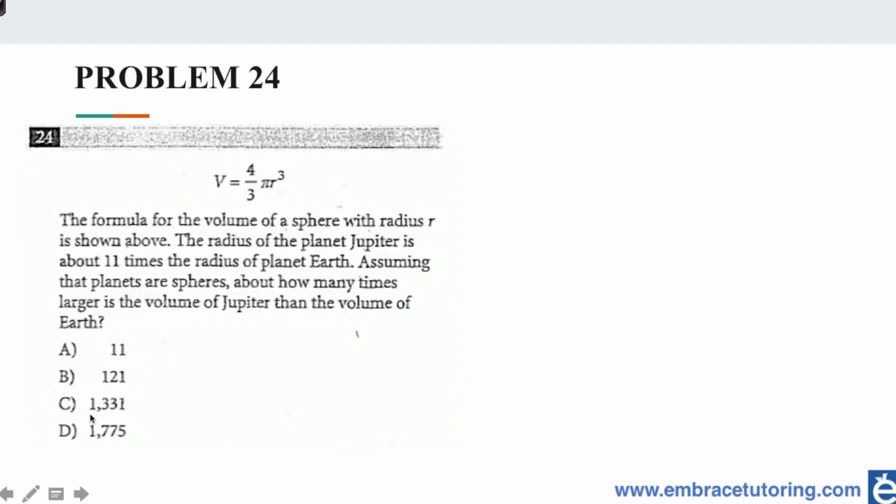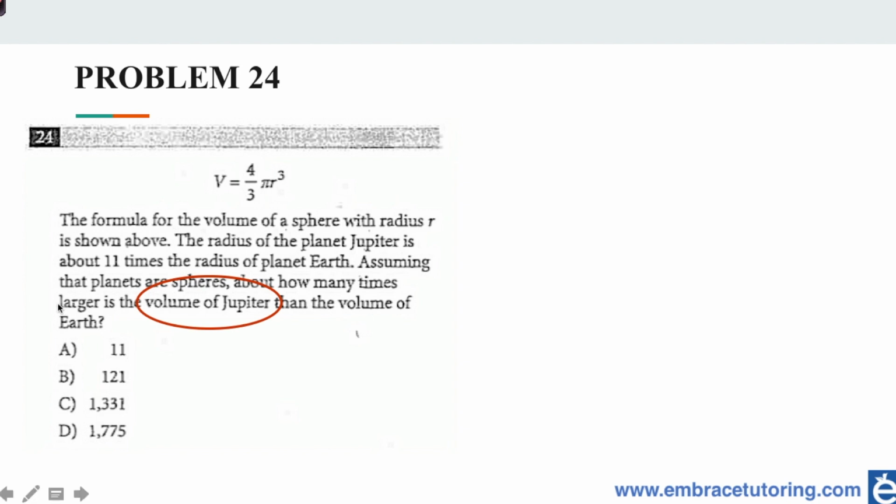Problem 24 states the formula for the volume of a sphere with radius r is shown above. The radius of the planet Jupiter is about 11 times the radius of planet Earth. Assuming the planets are spheres, about how many times larger is the volume of Jupiter than the volume of Earth?